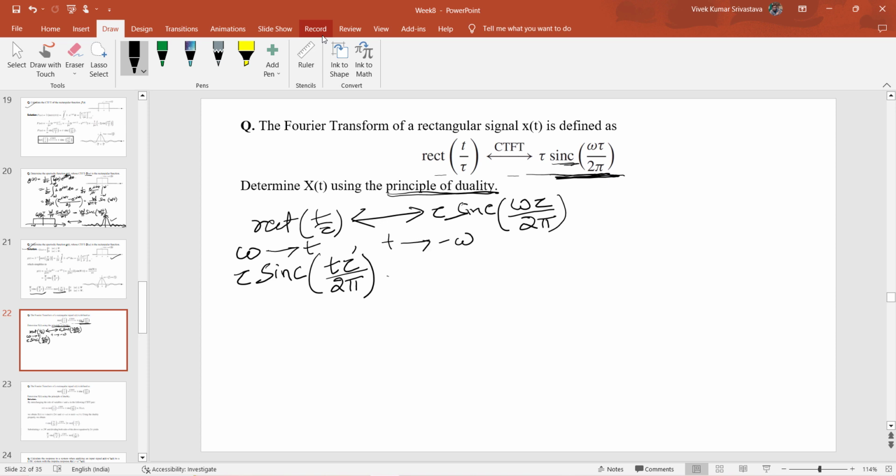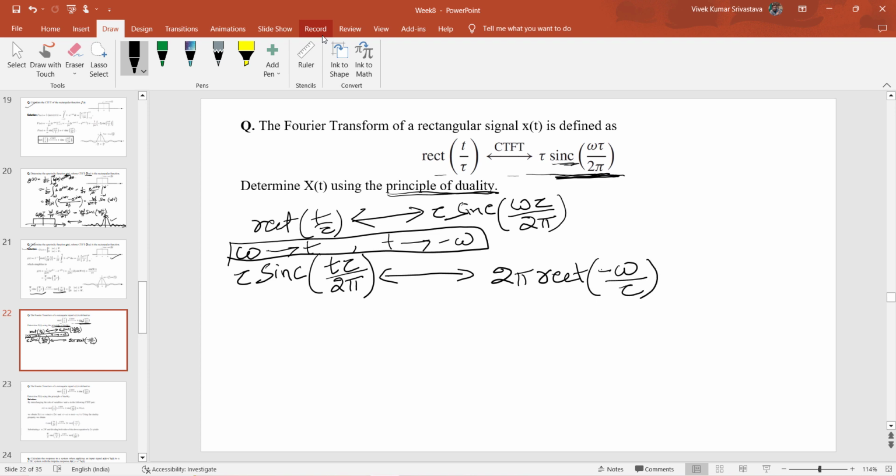Okay, so here what I'm trying to say, just replace omega with t and t with minus omega. Okay, so once you do this, you will get 2 pi rect of minus omega by tau. Okay, so if you will see the rect function, it is an even function. Okay, it means that rect of minus omega will result into rect of omega. So this we can also write as 2 pi rect of omega by tau.